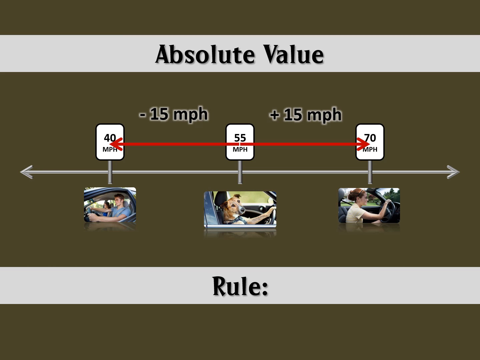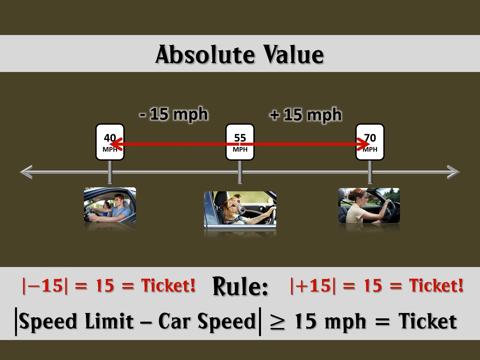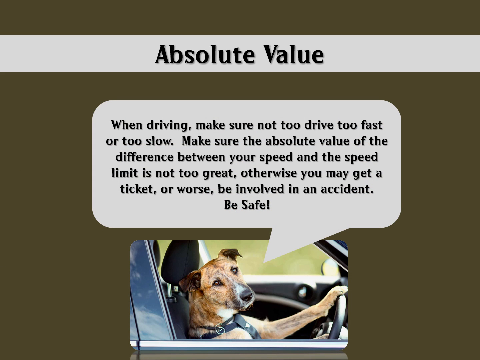The rule for our town is that we have to find the difference between the speed limit and the car's speed. After doing that, we convert it to its absolute value. If that absolute value is greater than or equal to 15 miles per hour, then that driver will get a ticket. When driving, make sure not to drive too fast or too slow. Make sure the absolute value of the difference between your speed and the speed limit is not too great. Otherwise, you may get a ticket, or worse, be involved in an accident. Be safe.